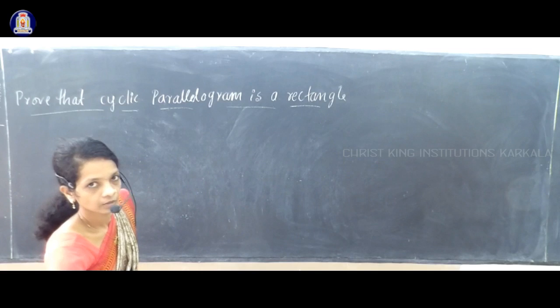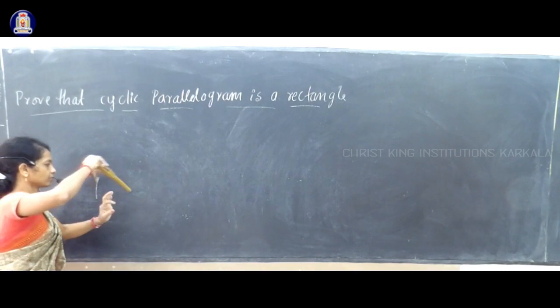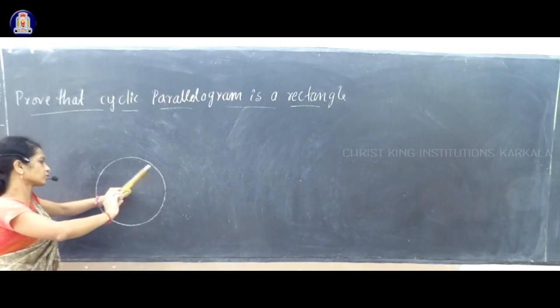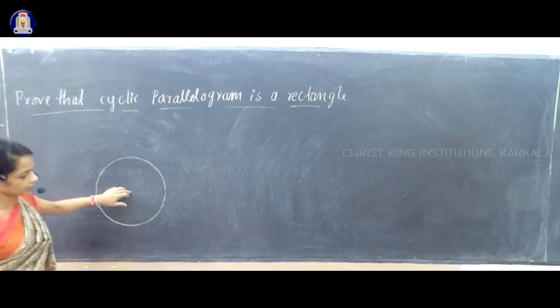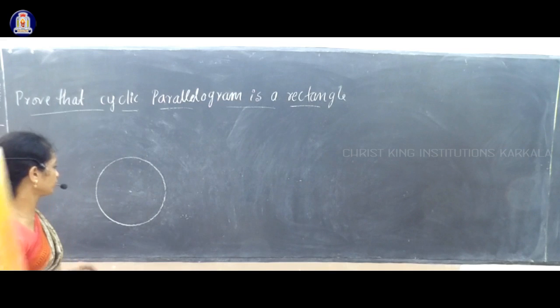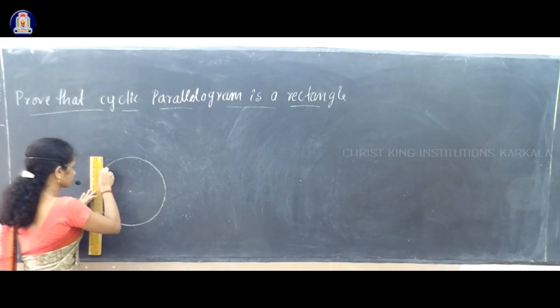So here draw one rough figure, which means you have to draw one circle. First draw the circle and take 4 points on that circle such that they give you a cyclic parallelogram. I'll take 4 points like this.